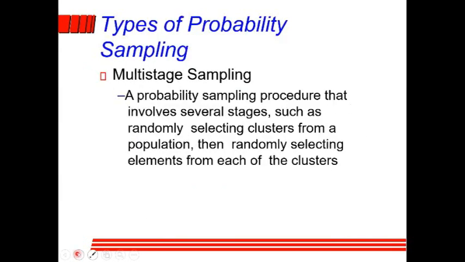And then last, for the types of probability sampling, we have multi-stage sampling. It is a probability sampling procedure that involves several stages, such as randomly selecting clusters from a population, then randomly selecting elements from each cluster. That is how it differs from the other probability sampling methods.